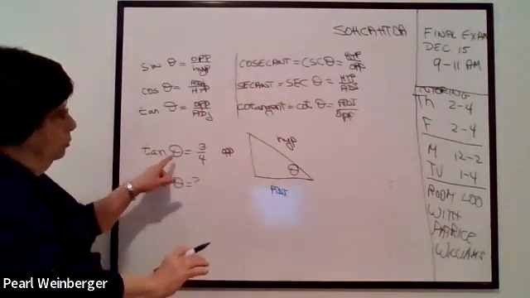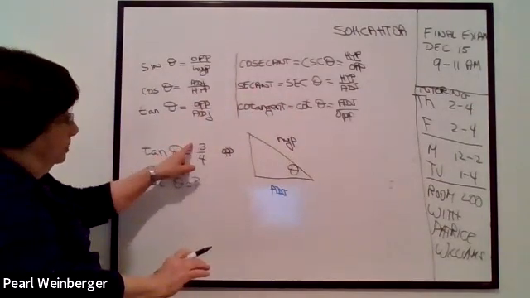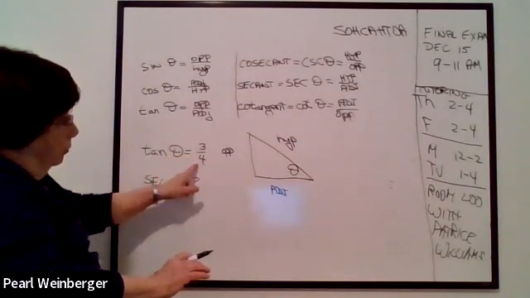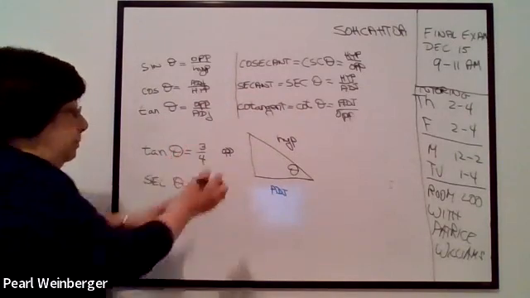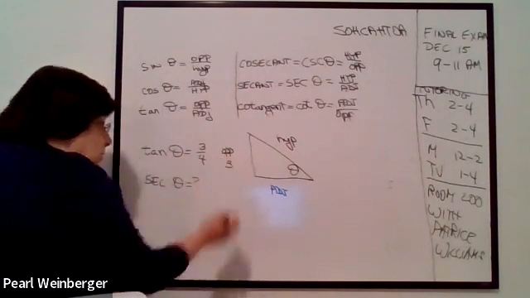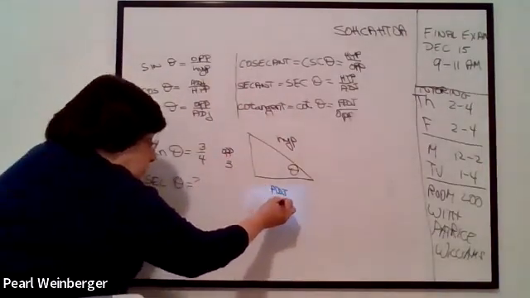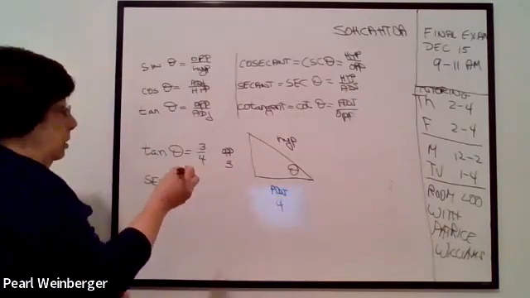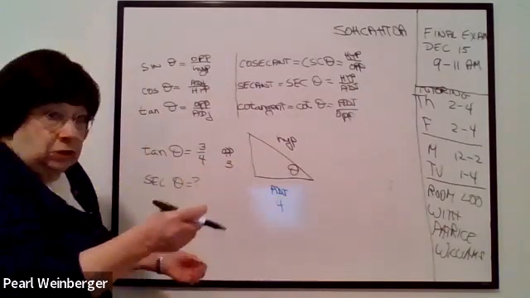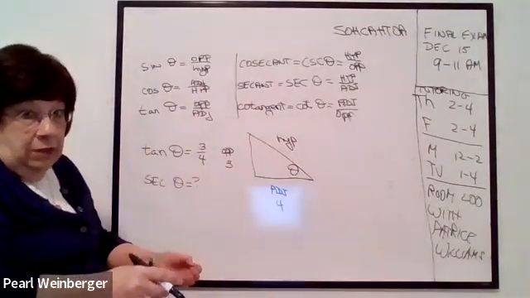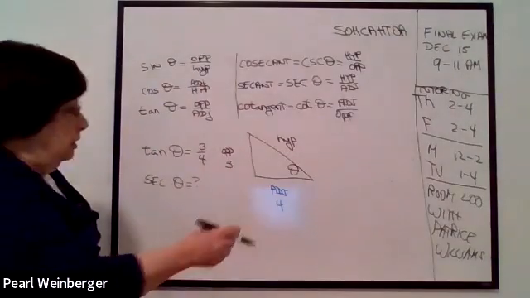Now the tangent we know is opposite over adjacent, TOA. So that means the opposite side is going to be 3, and the adjacent side is going to be 4. So we have 2 sides of the right triangle. Let's see if we can find the third side.